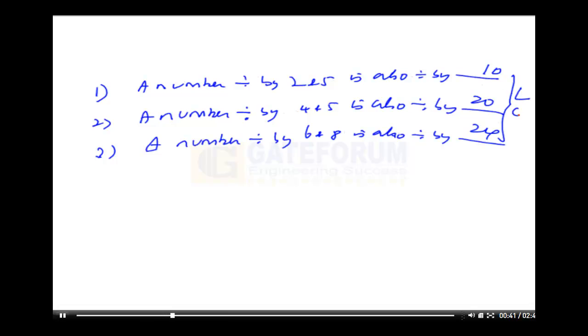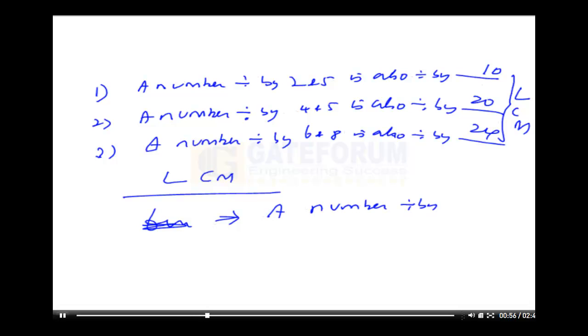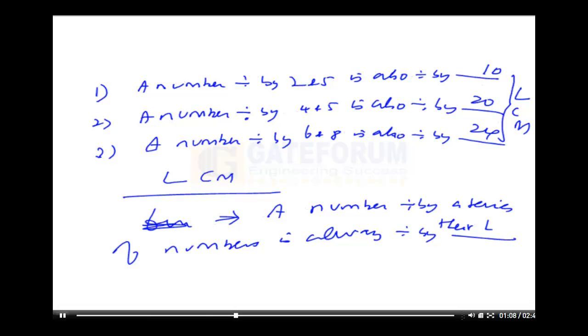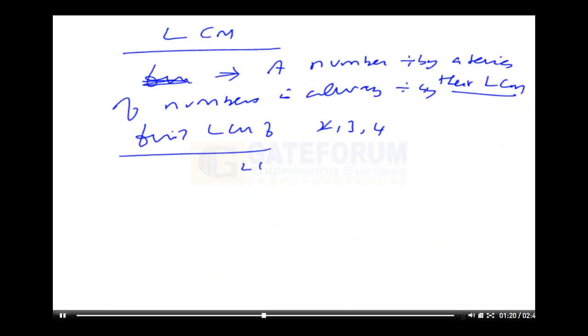What we are finding is LCM. So, the first point that emerges here is a number divisible by a series of numbers is always divisible by their LCM. Let us find LCM of 2, 3 and 4. When you have 2 and 4, you can forget 2. Then the LCM is simply 3 into 4, 12.